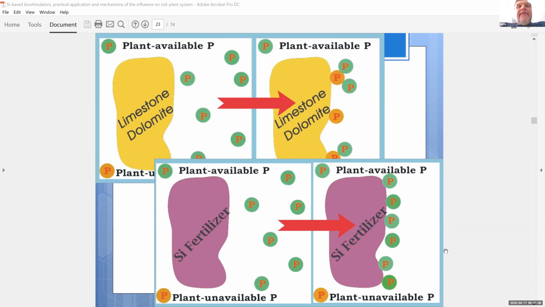So we have a very interesting possibility: we can apply limestone or dolomite to increase pH, but then apply silicon fertilizer and convert plant-unavailable phosphate to a plant-available form without application of phosphate fertilizer. In our investigation, we showed that if we apply silicon fertilizer, we can reduce the phosphate fertilizer application rate by up to 50%, and keep a high level of plant-available phosphorus in the soil. Next.